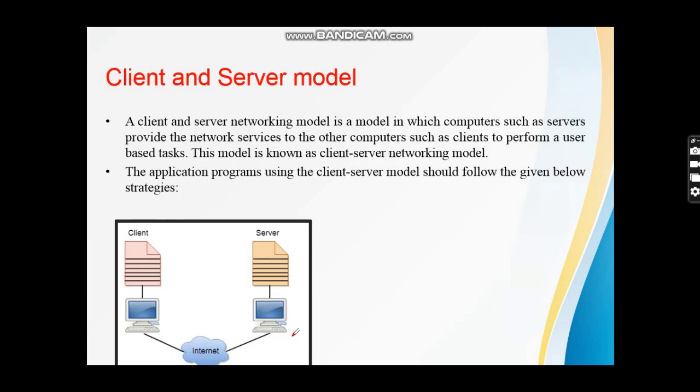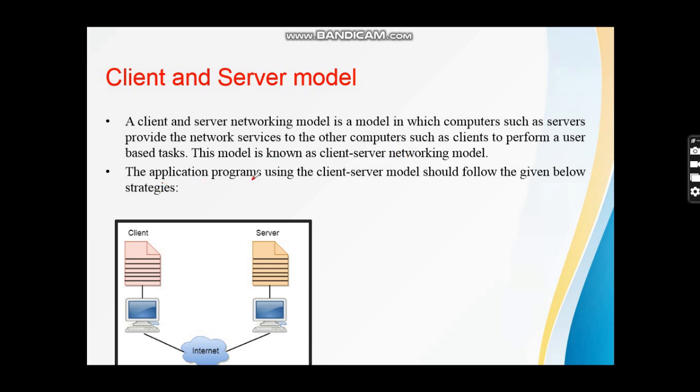Now this is how the client and server model will look. In a simple example, you can see one PC, which I'm calling the client, and another PC, which I'm calling the server. They are communicating via the internet. So a client and server networking model is a model in which computers such as servers provide network services to other computers such as clients to perform a user-based task. This model is known as the client-server networking model.